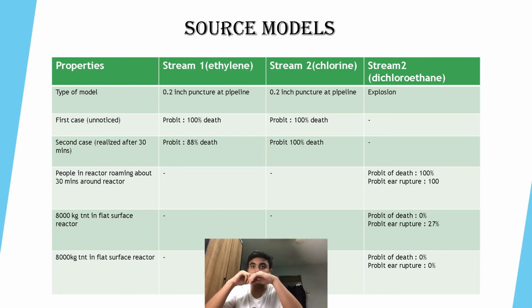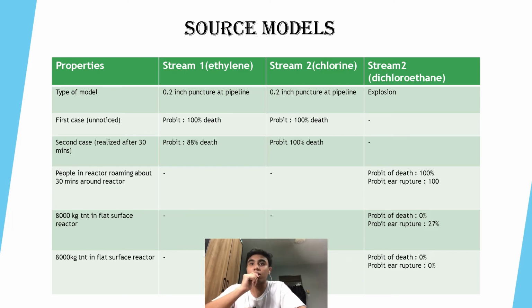It can be concluded by having three situations. The first situation is when the puncture is unnoticed. If a puncture of 0.2 is introduced to the ethylene stream, the result of probit analysis is 100 people will die from the puncture if it is unnoticed.